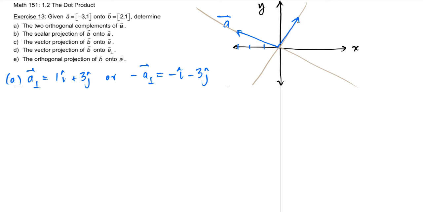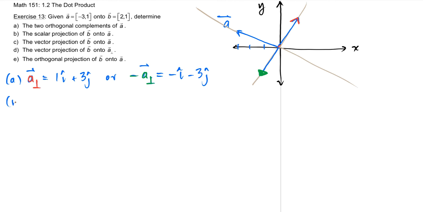And so we have the same length for this vector or the antiparallel. So I'm just going to put a red tip on the one that's going to the right and up, and I'm going to do a green tip on the antiparallel. Okay, so those are our two orthogonal complement vectors.